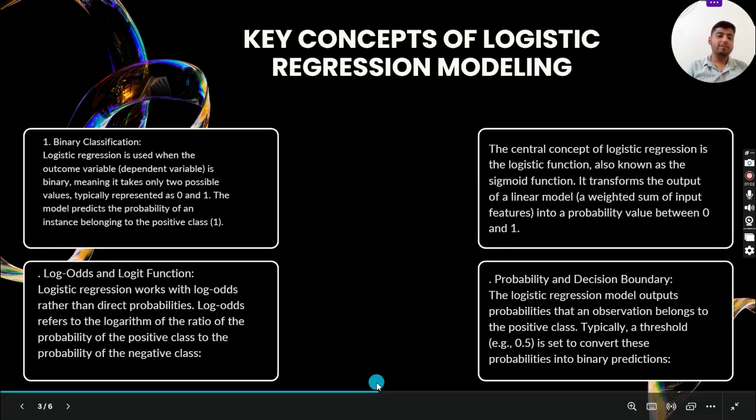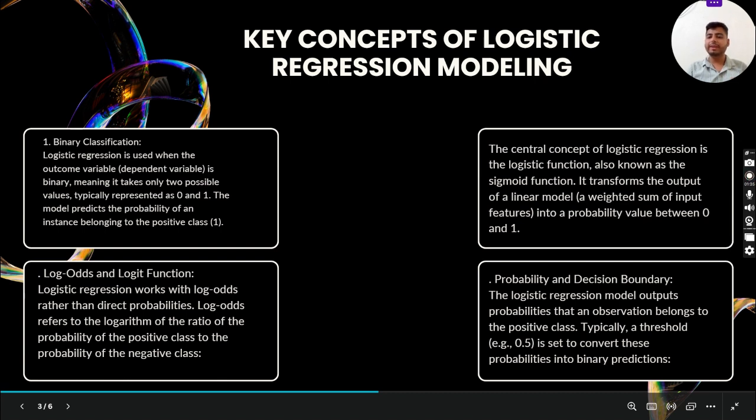Now, key concepts. First is binary classification. Logistic regression is used when the outcome variable is binary, meaning its only possible values are typically represented as 0 and 1. Next are log odds and the logit function. Logistic regression works with log odds rather than direct probabilities. Log odds refers to the logarithm of the ratio of the probability of the positive class to the probability of the negative class. The next central concept of logistic regression is the logistic function, also known as the sigmoid function.